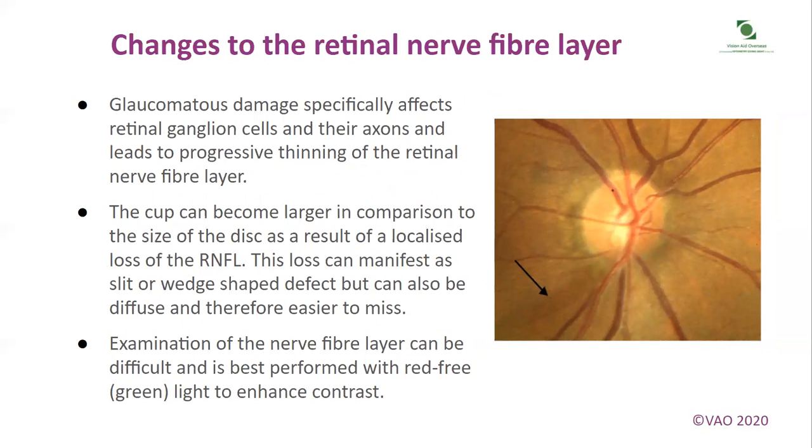Changes to the retinal nerve fiber layer. Glaucomatous damage specifically affects retinal ganglion cells and their axons and leads to progressive thinning of the retinal nerve fiber layer. The cup can become larger in comparison to the size of the disc as a result of a localized loss of the RNFL. This loss can manifest as a slit or wedge-shaped defect, but can also be diffuse and therefore easier to miss. Examination of the nerve fiber layer can be difficult and is best performed with red-free, that is green, light to enhance the contrast.